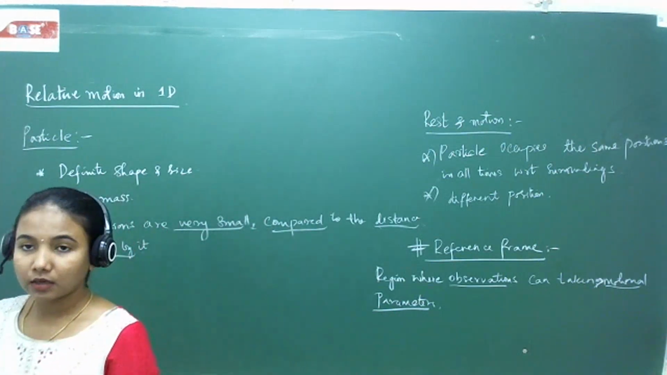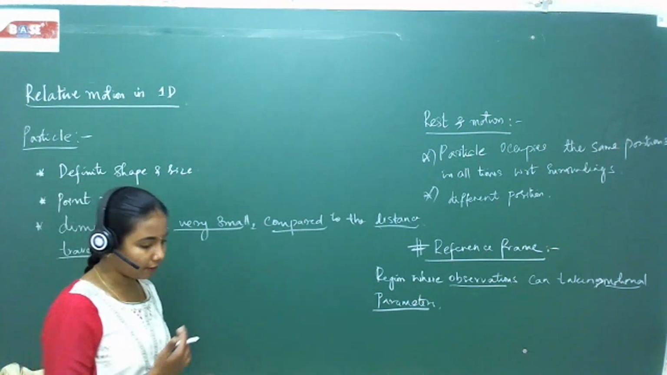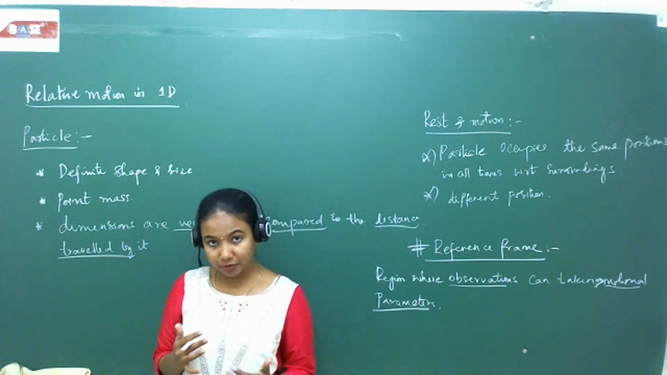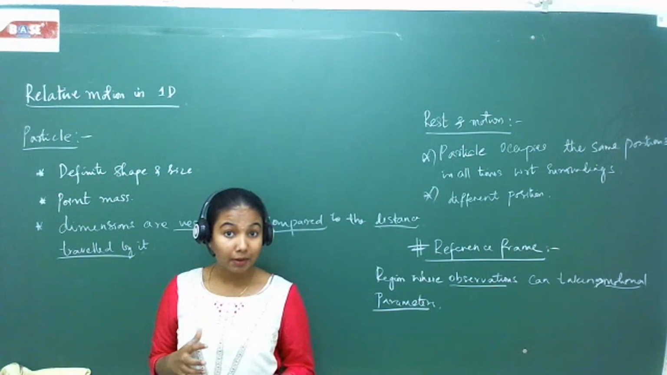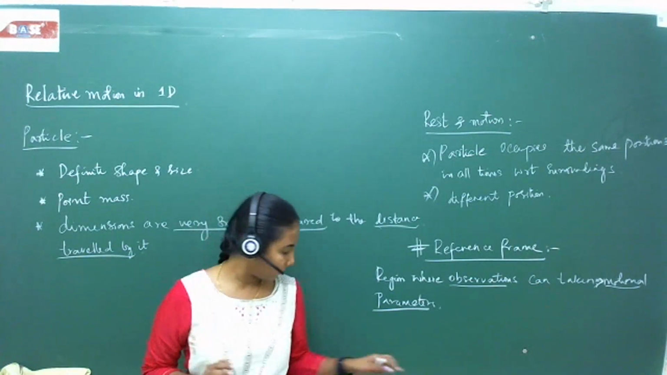After knowing the difference between rest and motion and frame of reference, I want to give some examples so you have a clear picture of how the observations are made and how the motional parameters vary according to the frame of reference.